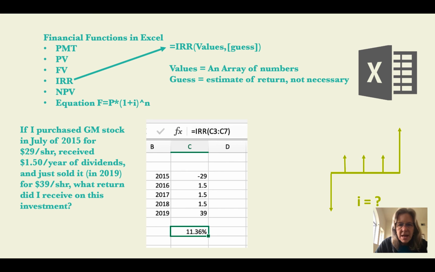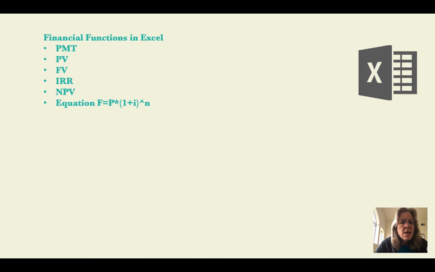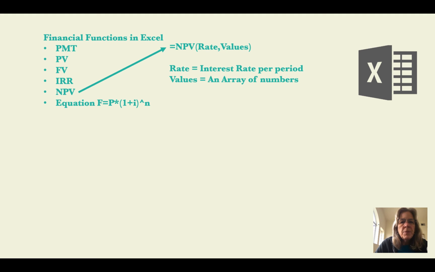So the net present value is another one that's often used for valuation techniques. And that has a rate that you're using and then an array of numbers. So we'll go ahead and look at that.